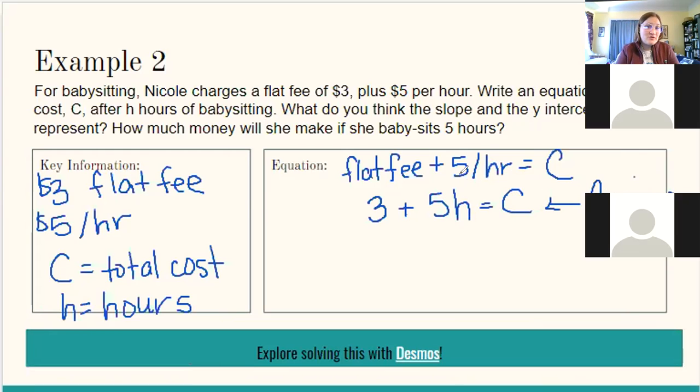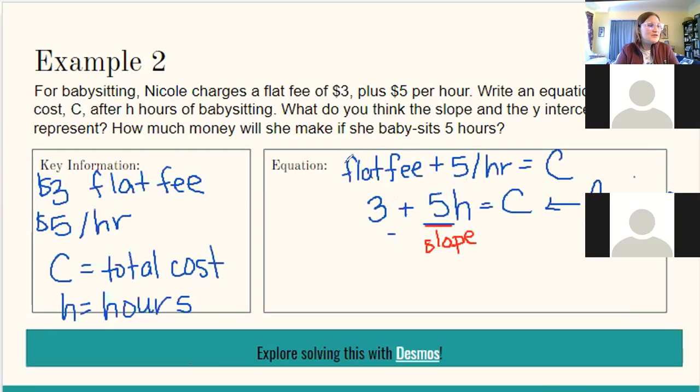1 hour means she would get 1 times 5 plus the 3. 2 hours means she'd get 2 times 5 plus the 3. 3 hours means she'd get 3 times 5 plus the 3. Which of those numbers is our slope? The 5. Okay. So the 5 is going to be our slope because that's the thing that is changing, right? 1 5, 2 5s, 3 5s, 4 5s. That's causing our line to go up.